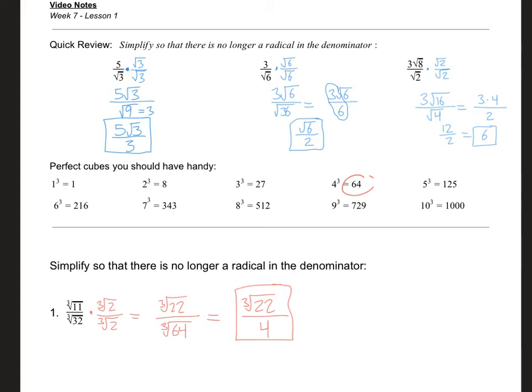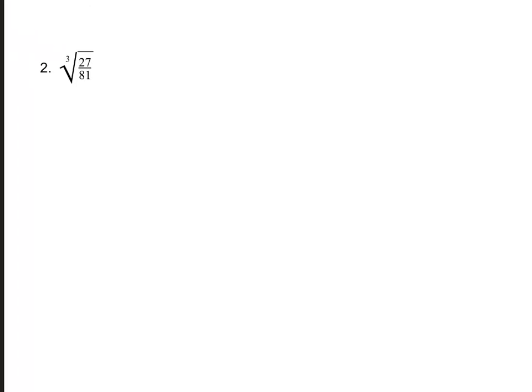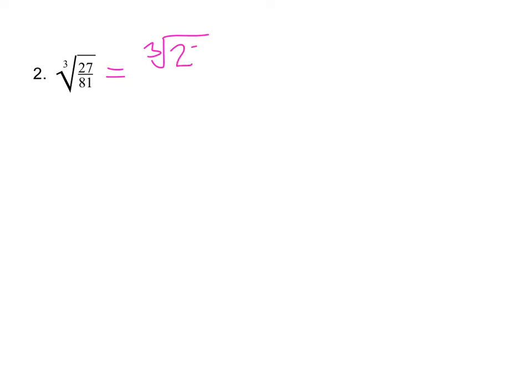So let's go on and see for number 2, right? So we have the cube root of 27 over 81, right? Remember, when I have the cube root of a whole fraction like that, I can always simplify it by putting that cube root to the top and the bottom, right? So really what I have here is the cube root of 27 over the cube root of 81.